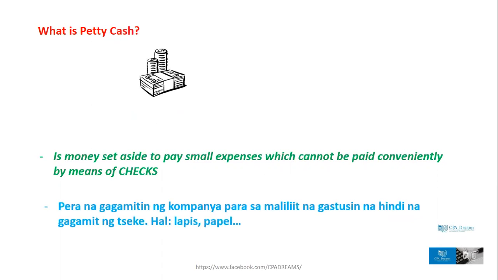Okay, so sa Tagalog, ito yung pera na gagamitin ng kumpanya para sa maliliit na gastusin na hindi nagagamitan ng cheque. Halimbawa nga, lapis at papel. Kasi usually, ang transaction ng company, especially if it's for your suppliers, purchases, nag-i-issue ka ng checks to your suppliers. So this one is hinahandle ito ng petty cash custodian. Okay? So maliliit na gastusin lamang.